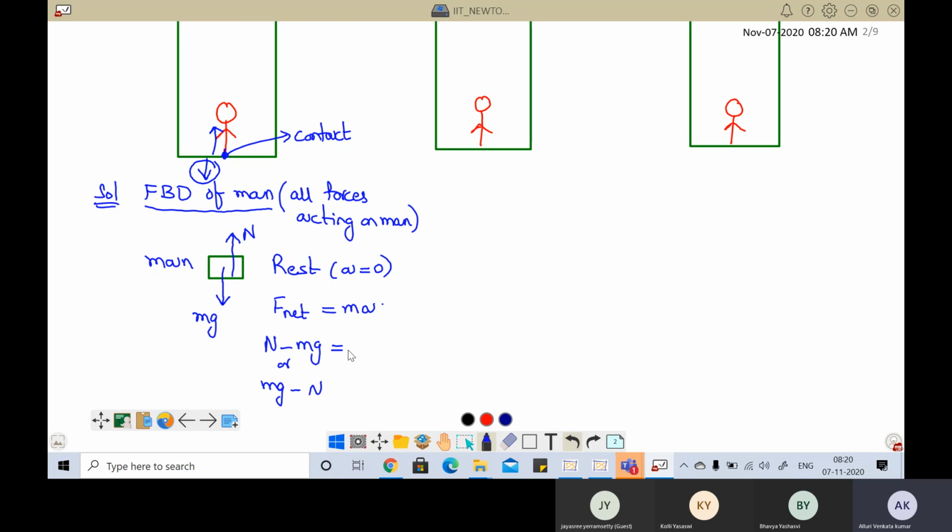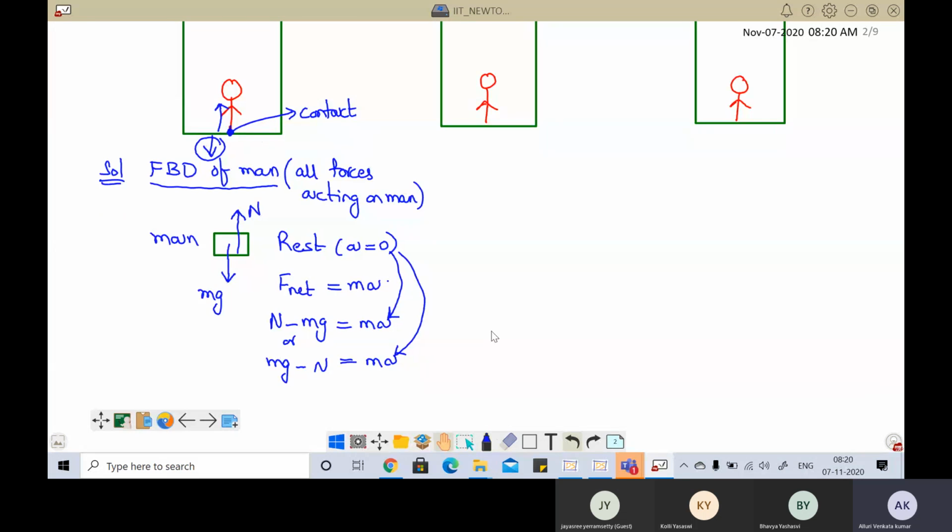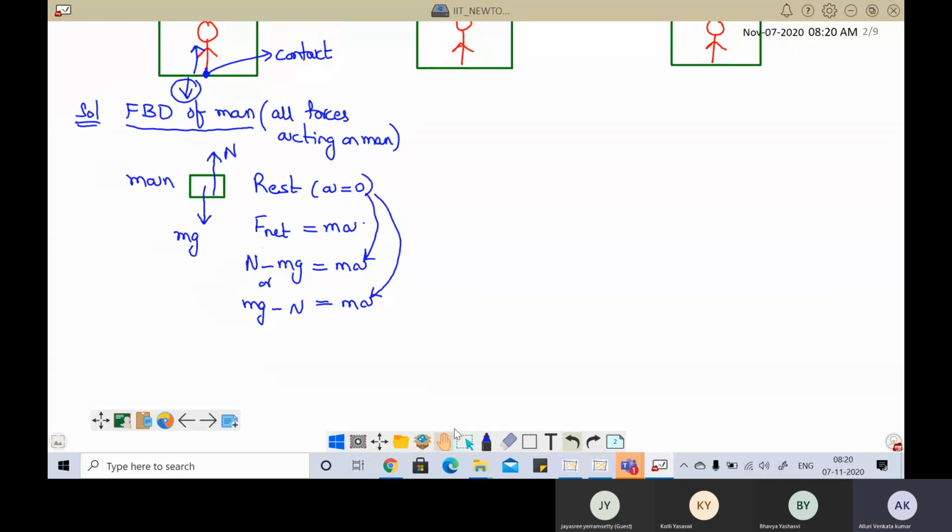Doesn't matter. It is equal to m times a, and because it is at rest, the acceleration is 0. This is also 0. In both cases you will get the same answer. So that means N minus mg is equal to 0, or N is equal to what? mg. Understand? N equals mg.